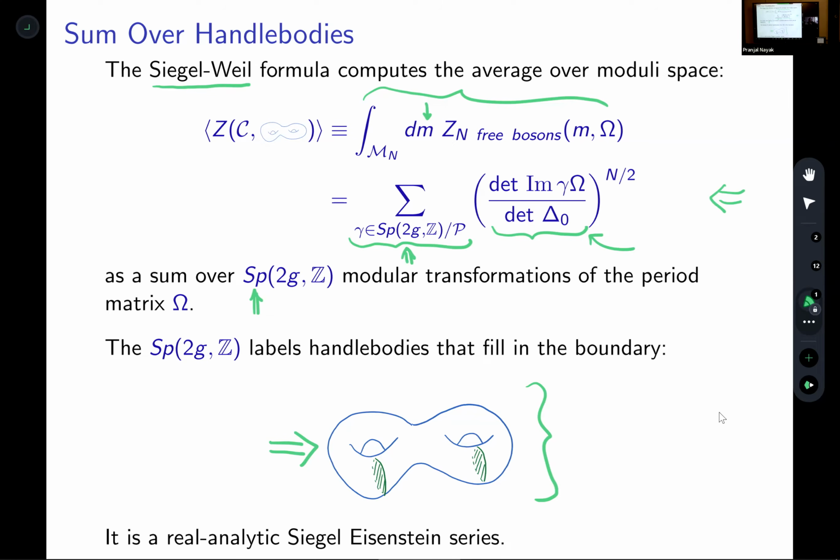Just one small clarification. The small g here is the genus of the surface, right? Yeah. So for example, this would be a genus 2 surface. Okay.